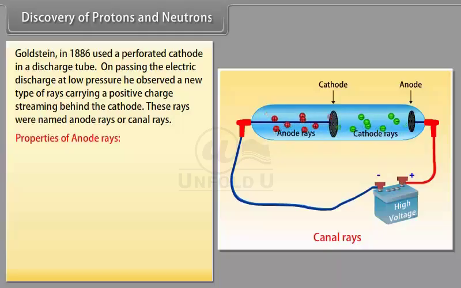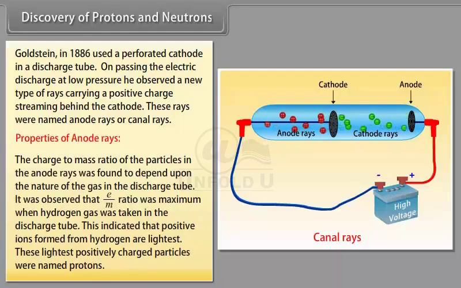Properties of anode rays. The charge to mass ratio of the particles in the anode rays was found to depend upon the nature of the gas in the discharge tube. It was observed that the e/m ratio was maximum when hydrogen gas was taken in the discharge tube. This indicated that the positive ions formed from hydrogen are lightest. These lightest positively charged particles were named protons.